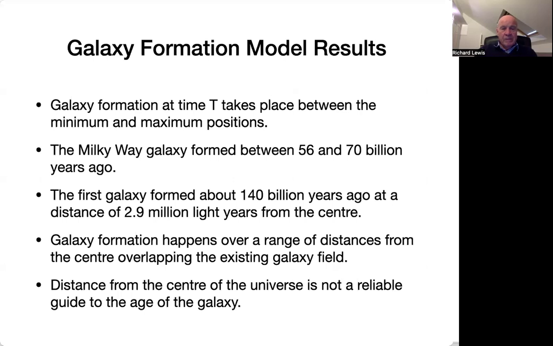So from the model, we're taking the view that formation at a time t takes place between the minimum and maximum positions. It gives us an estimate of the time of formation of the Milky Way galaxy. It suggests that the first galaxy formed about 140 billion years ago at a distance of 2.9 million light years from the center.